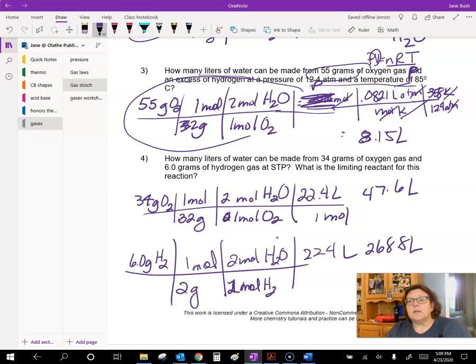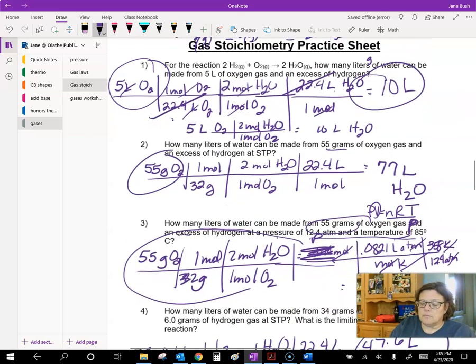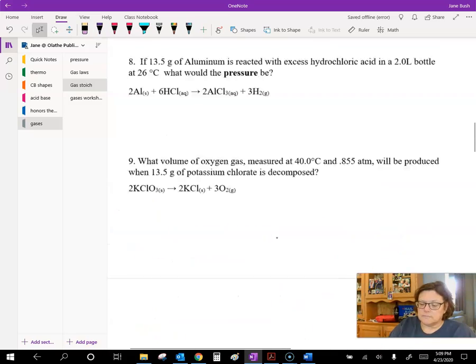Well, limiting is talking about what's going to make the smallest amount because it'll get used up. If we make hydrogen, we're going to make a whole lot of water vapor. Oxygen's not going to make as much. So oxygen will get used up before we can make that huge amount with the hydrogen. Hydrogen will be left over, and our answer is here. All right, so that's a little bit on stoichiometry with gases.